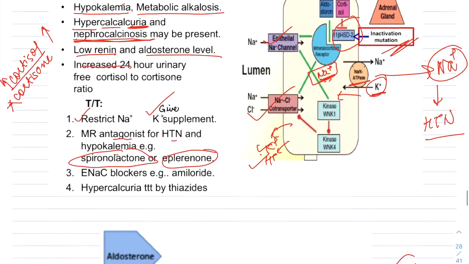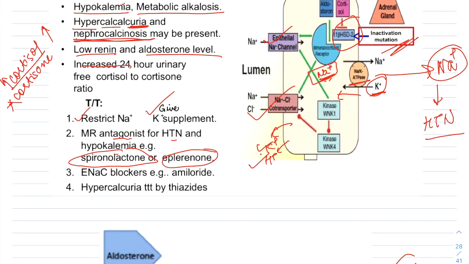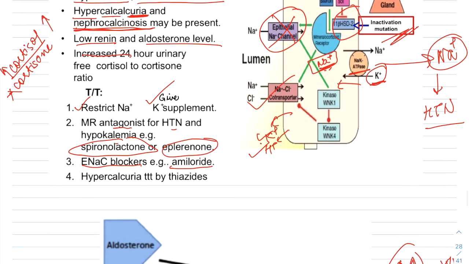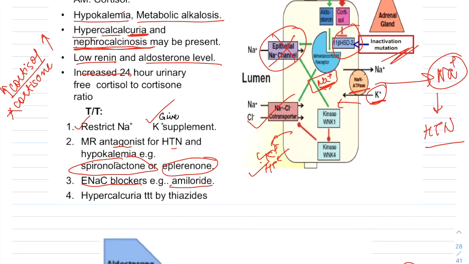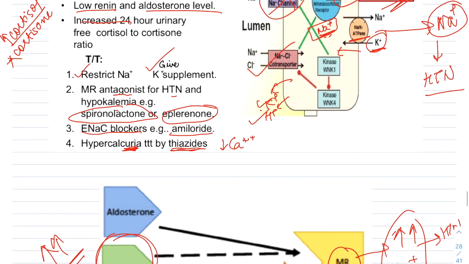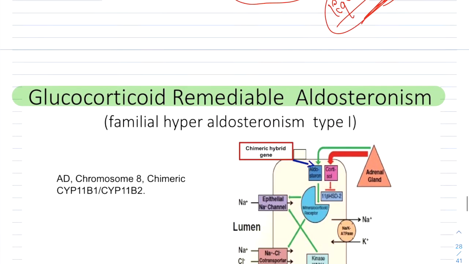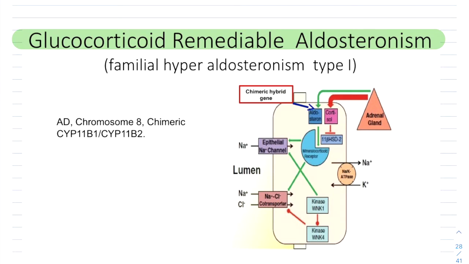Okay, we can also use epithelial sodium channel blockers. So this is the epithelial sodium channel. We can use epithelial sodium channel blockers like amiloride. This will prevent the sodium reabsorption. For the hypercalciuria that is occurring, the excess calcium lost in the urine, we can treat it with thiazides, which decrease the calcium in the urine. Okay, it prevents hypercalciuria. So this was about the syndrome of apparent mineralocorticoid excess.